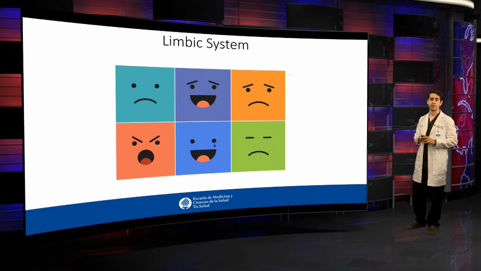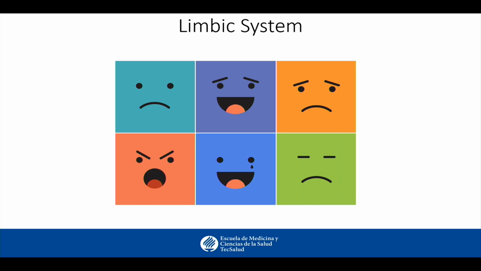Well, the limbic system. The limbic system is a grouping of cortical and subcortical structures involved in memory formation and emotional responses. The limbic system allows for complex interactions between the cortex, the thalamus, and the hypothalamus, and the brainstem.